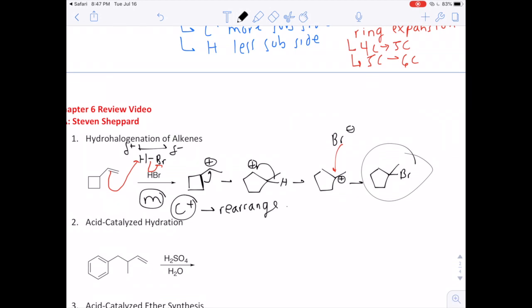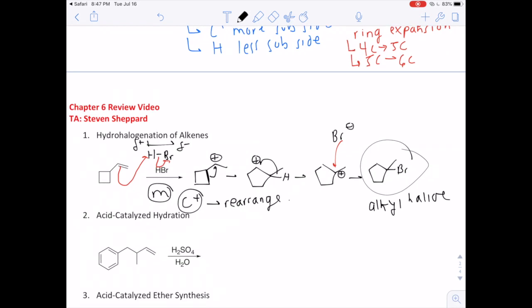Okay, so those are the three key mechanistic points here. We're following Markovnikov's rule, we form a carbocation intermediate, and there are possible rearrangements. So when we subject an alkene to a hydrogen halide, we should expect an alkyl halide product. So alkyl halide.